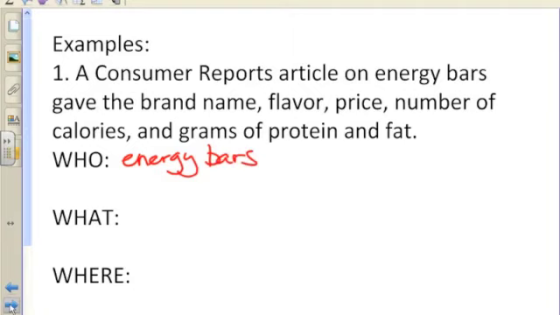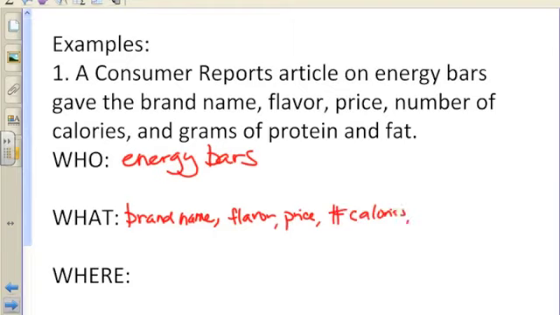What data I'm gathering? These would be my variables. We identified these already, but I'll point them out again. Brand name is a variable. It's different from energy bar to energy bar. Flavor. Price. The number of calories. The number, or I guess grams of protein. And grams of fat. Those are all my variables. I'm not going to go through and mark quantitative or categorical, since we've already done that for this example.